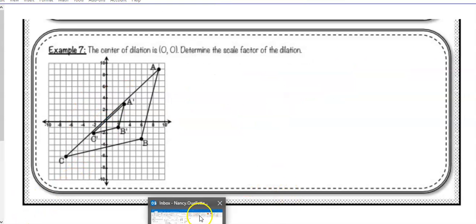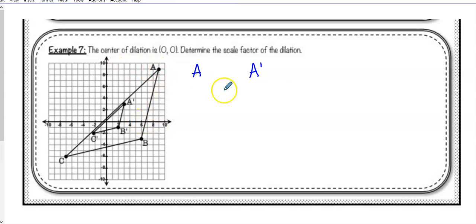So example 7 is asking us to determine the scale factor of the dilation. To determine the scale factor, we actually only need to do 1 point. So I'm just going to do the A and the A prime. So let's see, if A is, what is that, 9, 9. And A prime is 3, 3.